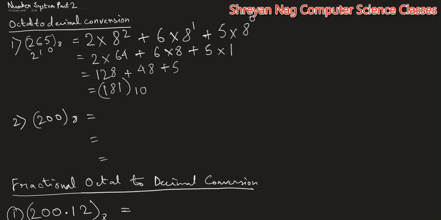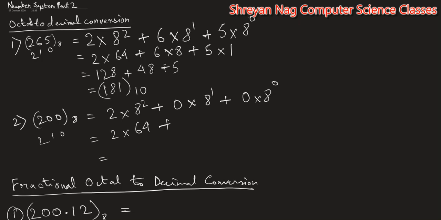Now 200 base 8. Similarly, we will do this: 0, 1, 2. These are the position values. So 2 into 8 square plus 0 multiplied by 8 to the power of 1 plus 0 multiplied by 8 to the power of 0. So 2 into 8 square is 64, 0 and 0. So it is 128 base 10.